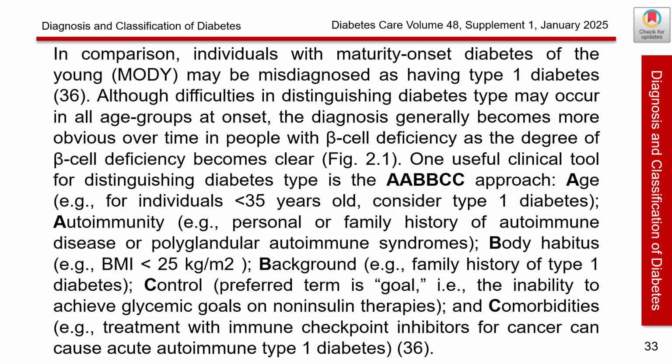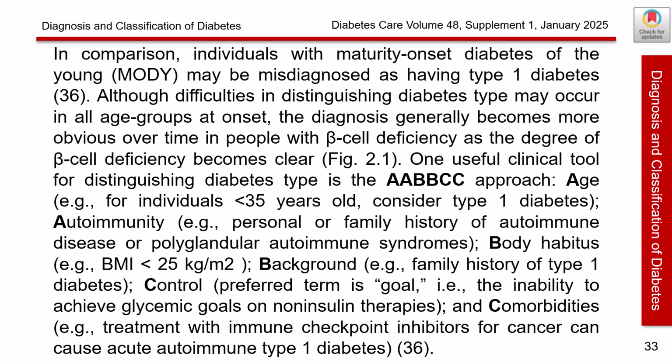One useful clinical tool for distinguishing diabetes type is the ABCCC approach. Age, for example, for individuals less than 35 years old, consider type 1 diabetes. Autoimmunity, for example, personal or family history of autoimmune disease or polyglandular autoimmune syndromes. Body habitus, for instance, body mass index less than 25 kilograms per square meter. Background, such as family history of type 1 diabetes.